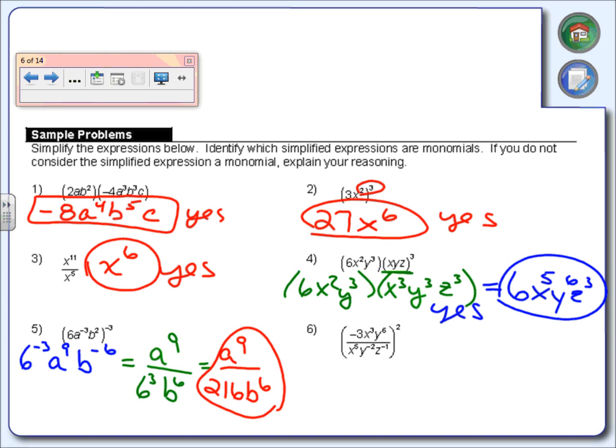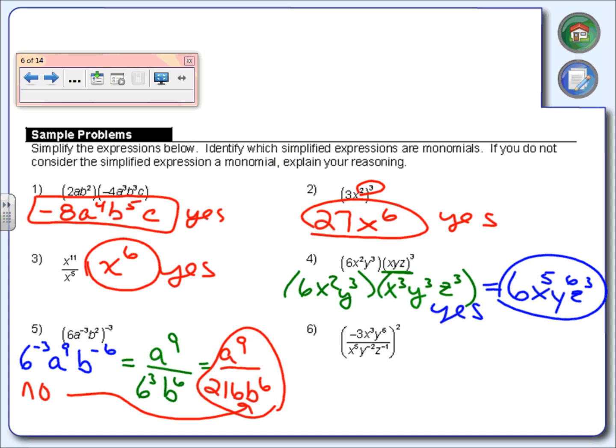Now the next question is, is that considered to be a monomial? Why not this one? There you go. No, this one is not a monomial, and that's because we have a variable in the denominator. That we cannot have. No variable in the denominator. So we did get it simplified. We just can't consider this to be a monomial.